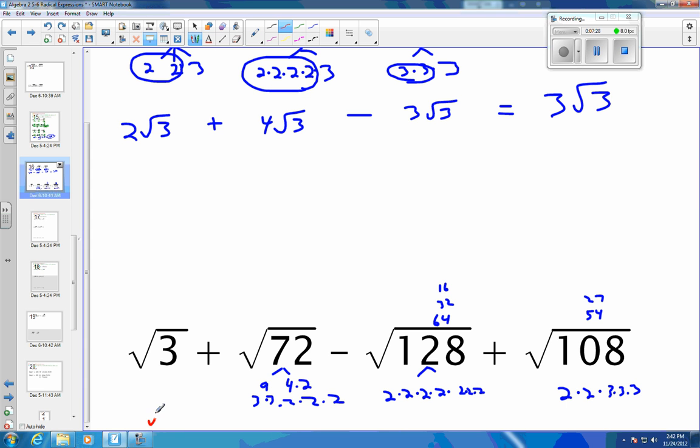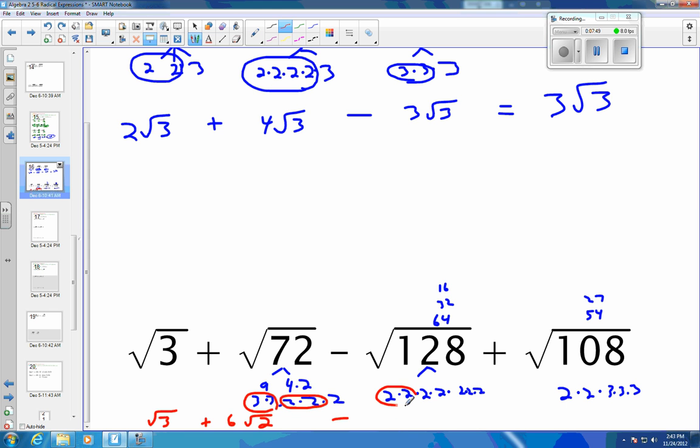Pretty close. So I can't do anything with square root of 3. I'm looking for groups of 2, so I've got a group of 2 here and a group of 2 here. So that's 1, 3, and 1, 2. So that's going to be plus 6 square roots of 2. You say, but that's not going to combine. Yep, I know. Square root of 3 and square root of 2, not going to combine there.